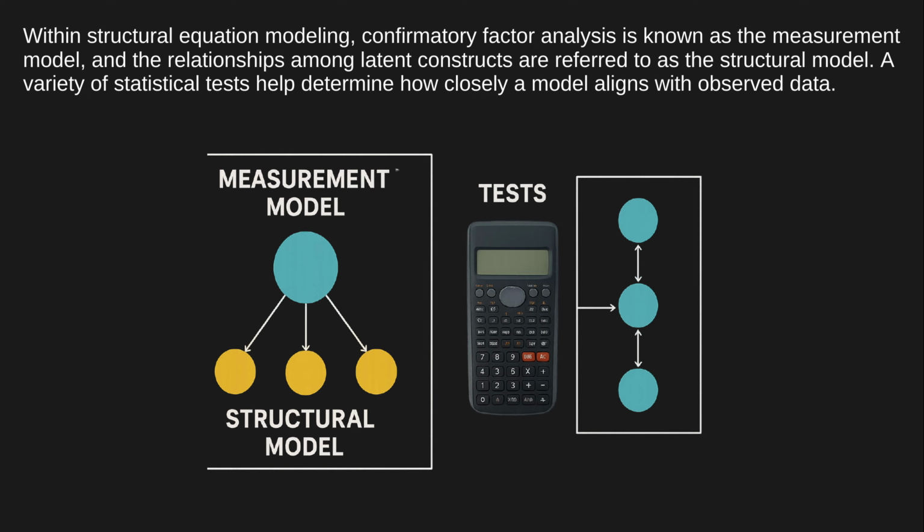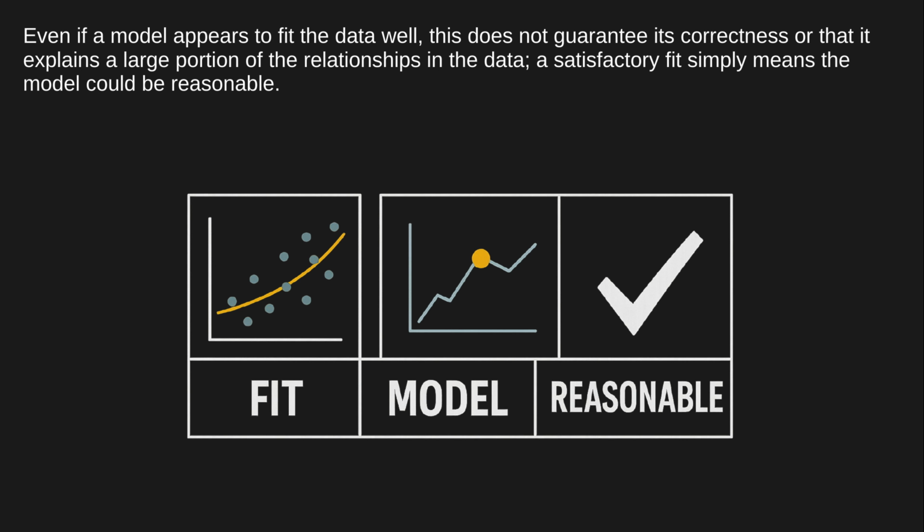A variety of statistical tests help determine how closely a model aligns with observed data. Even if a model appears to fit the data well, this does not guarantee its correctness or that it explains a large portion of the relationships in the data. A satisfactory fit simply means the model could be reasonable.